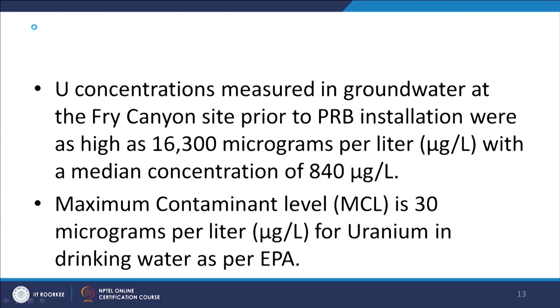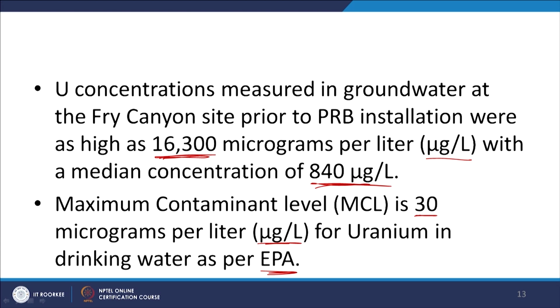So again the concentrations seem to be as high as 16,000 ppb, but typically the average is 840 ppb, and keep in mind that the limit is 30 ppb for uranium in drinking water as per their standards. Okay. So again 16,300 was the maximum, but 840 ppb was the average, right.